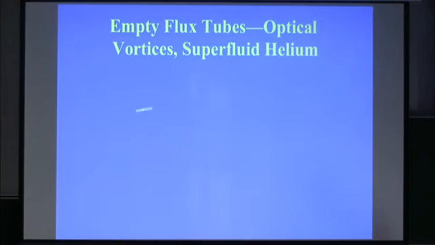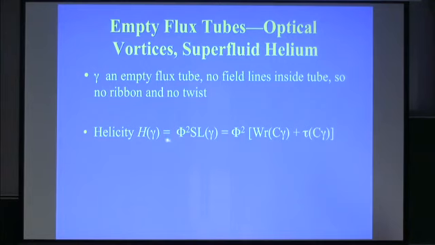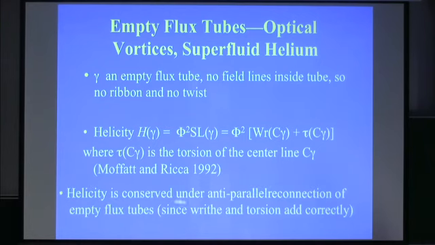You can apply this to places where you really don't have any ribbons, so there's no twist. So if you've got an empty flux tube like optical vortices and maybe superfluid helium, the helicity is, instead of the twist, you replace it with the torsion of the center line, so there's no ribbon to talk about. So again, that's the result of Moffatt and Ricca. The helicity is conserved under anti-parallel reconnection, since the writhe and the torsion add correctly.